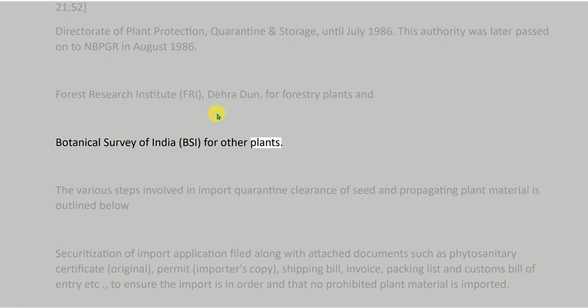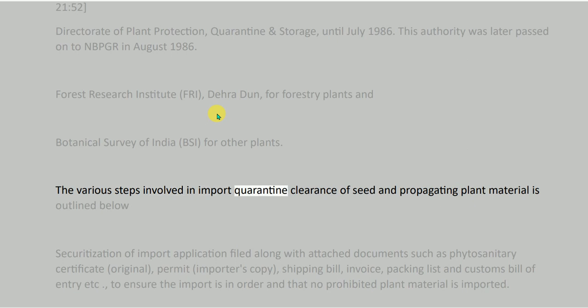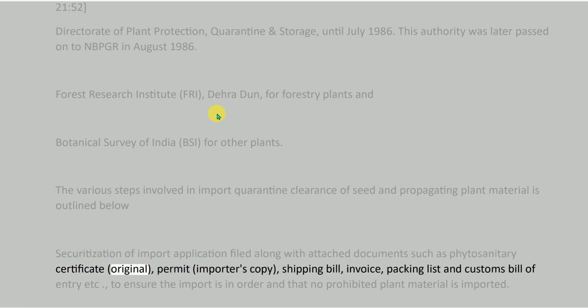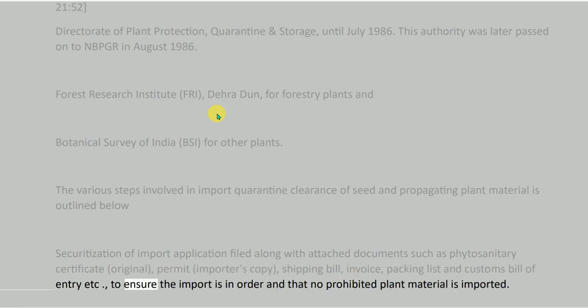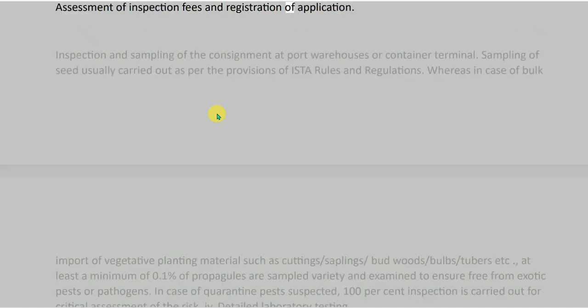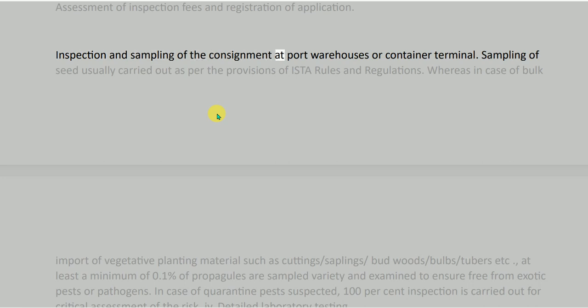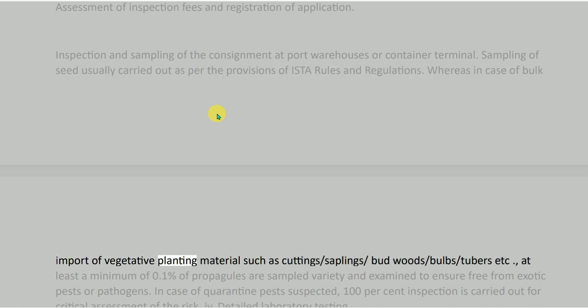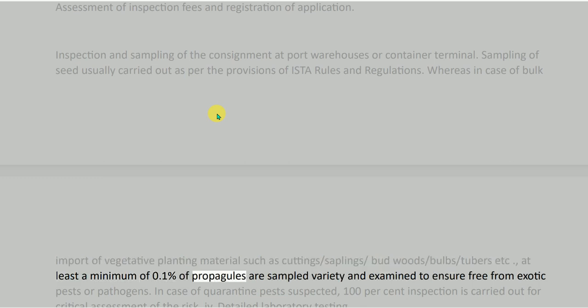The various steps involved in import quarantine clearance of seed and propagating plant material are outlined below. Scrutiny of the import application filed along with attached documents such as phytosanitary certificate (original), permit, importer's copy, shipping bill, invoice, packing list and customs bill of entry, etc., to ensure the import is in order and that no prohibited plant material is imported. Assessment of inspection fees and registration of application. Inspection and sampling of the consignment at port warehouse or container terminal. Sampling of seed is usually carried out as per the provisions of ISTA rules and regulations, whereas in case of bulk import of vegetative planting materials such as cuttings, saplings, budwoods, bulbs, tubers, etc., at least a minimum of 0.1% of propagules are sampled and examined to ensure they are free from exotic pests or pathogens.